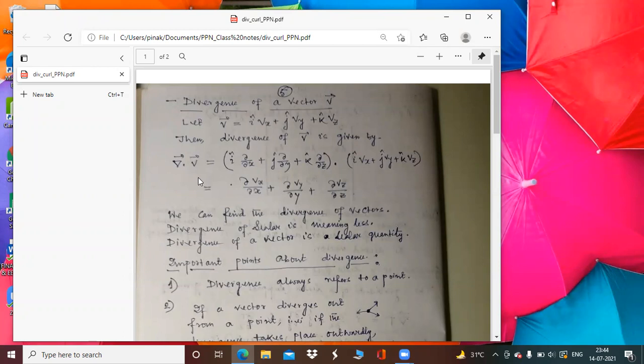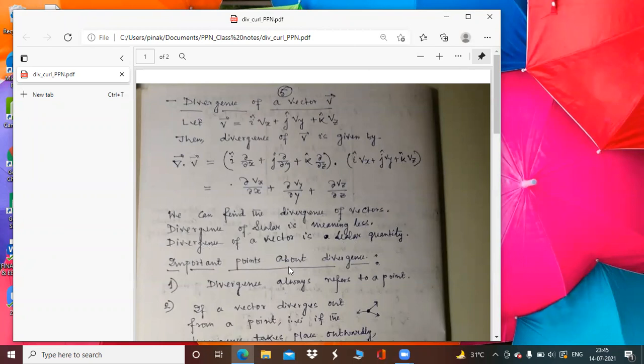Now here 3 points we need to note. Number one, we can find the divergence of a vector quantity. Divergence of a scalar quantity cannot be found out. That means divergence of a scalar is meaningless. This is the second point. And the third point is divergence of a vector is a scalar quantity. So whenever you are finding the divergence of a vector quantity, the result is a scalar quantity.